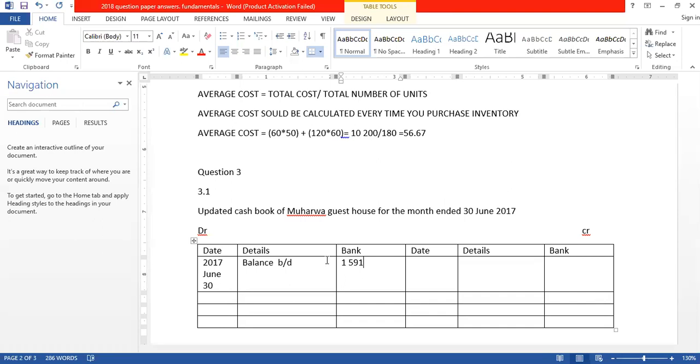And then you go on in, if you check in your bank statement, remember we are updating our cash book. We have a 64 in the bank statement, which is not in the cash book. So in that case, we'll need to record it in the cash book because it is not appearing on the cash book.